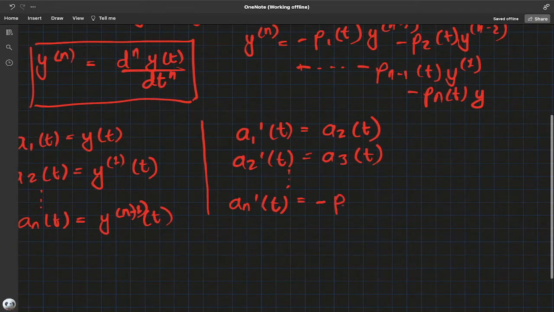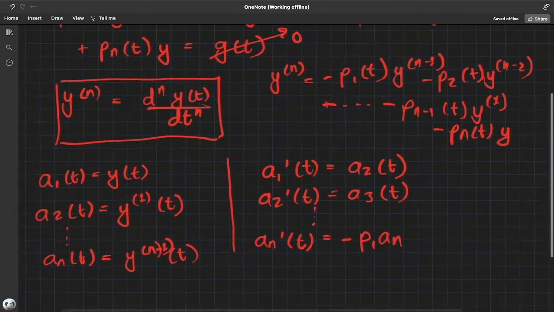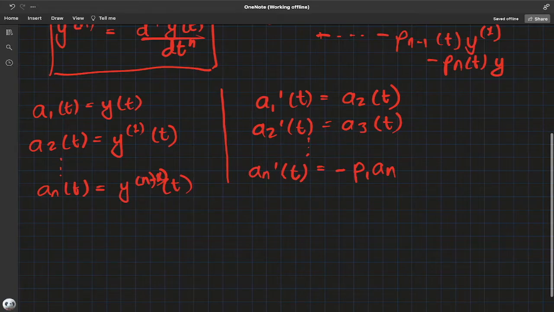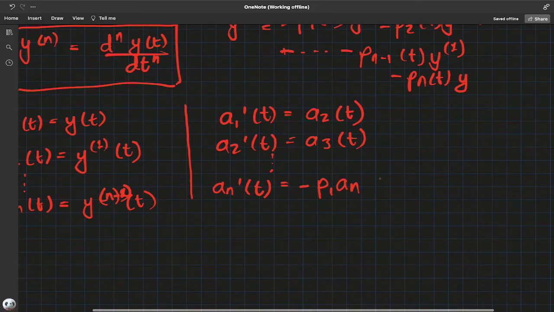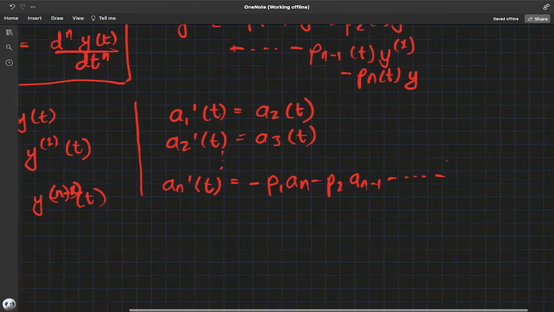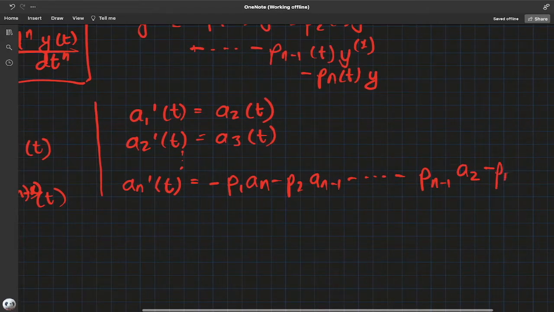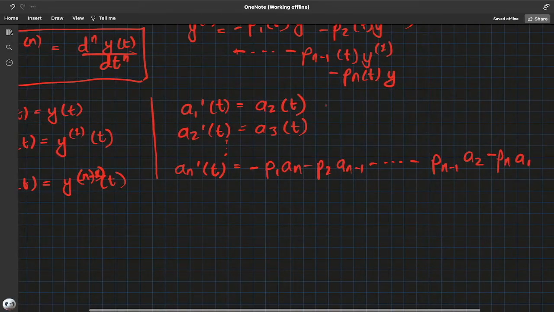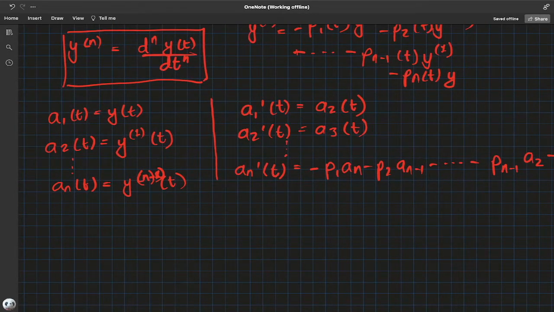So let me just sort of rewrite them. In this case, the n minus first derivative is just an, right? So you just do those appropriate substitutions in. And we have n equations. And having equations is useful because now we can use linear algebra.